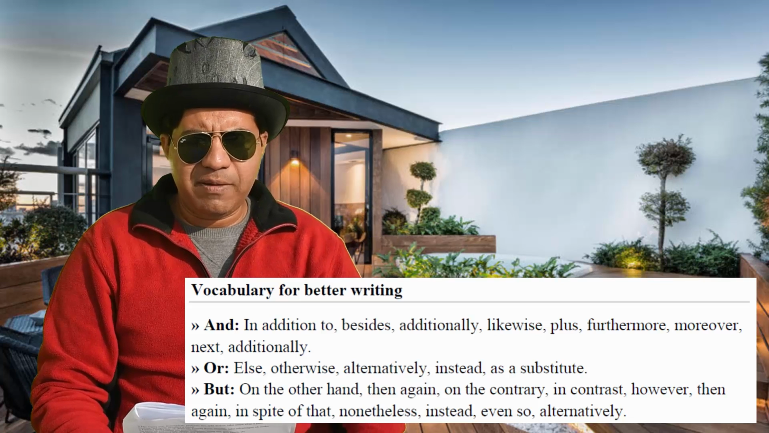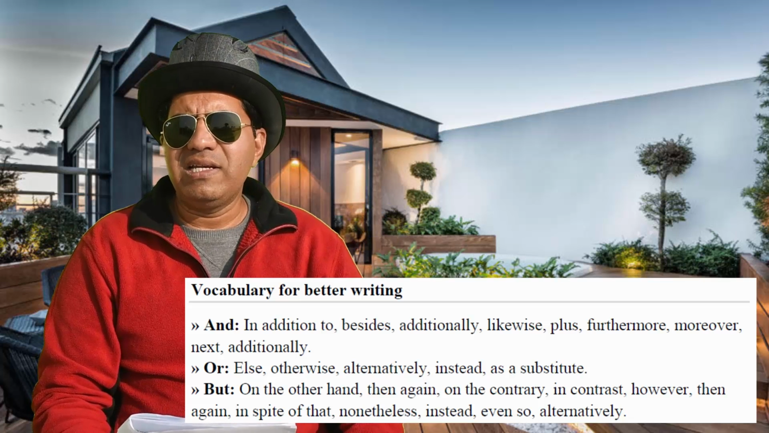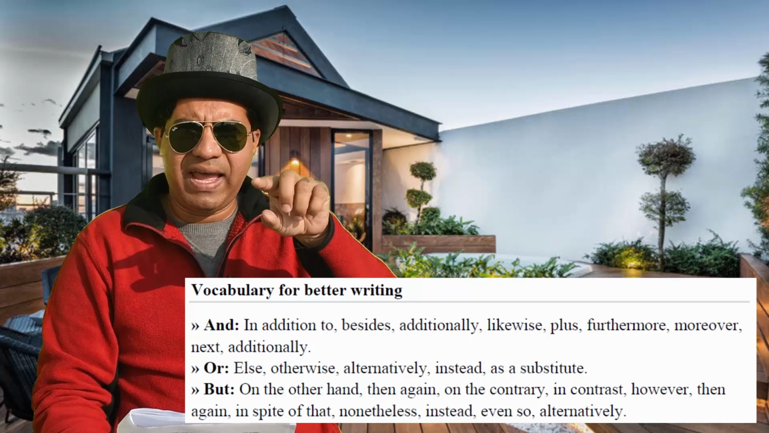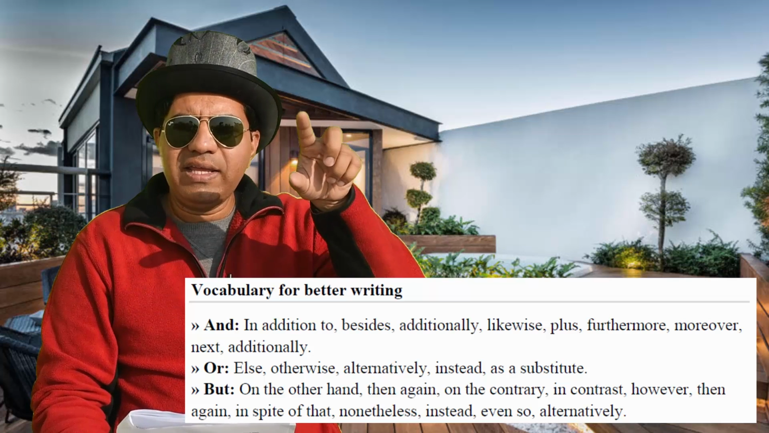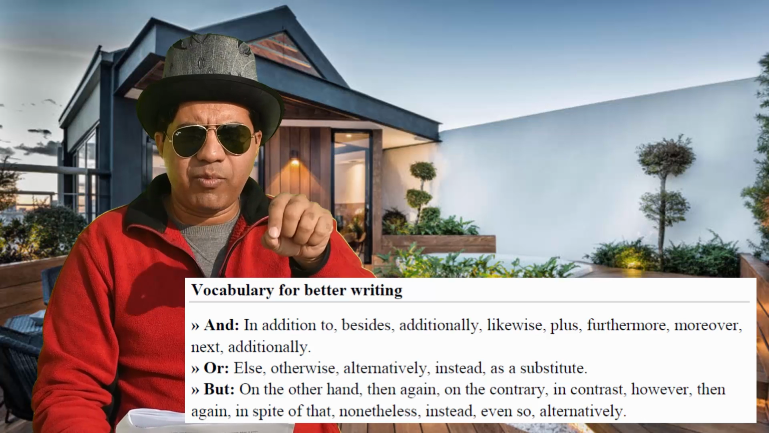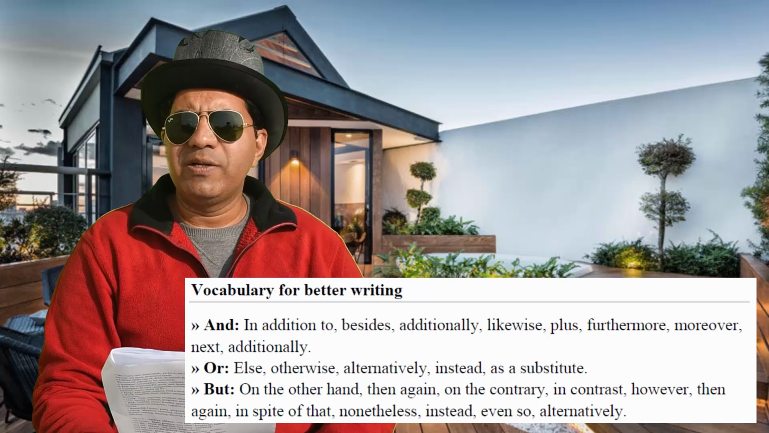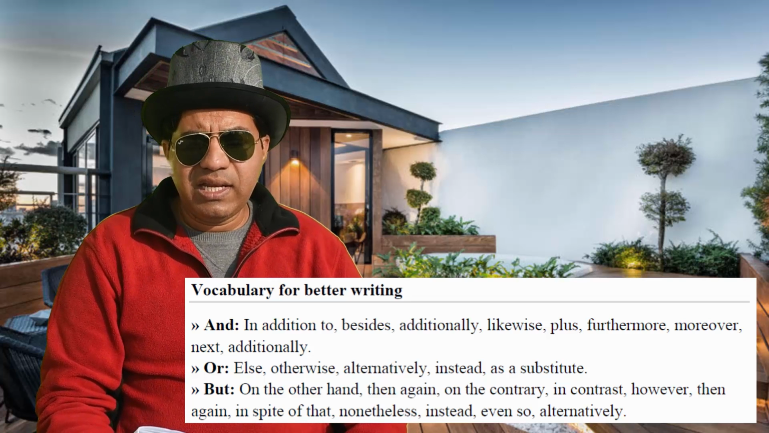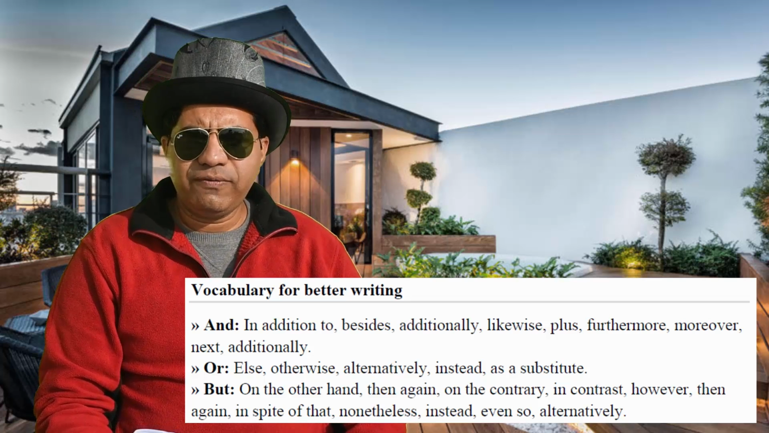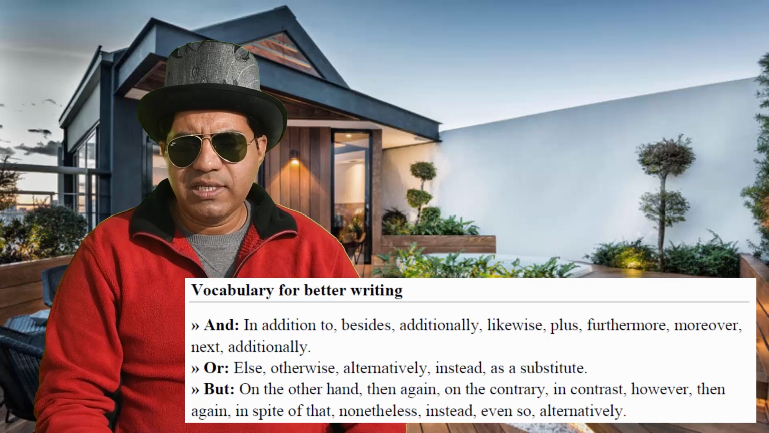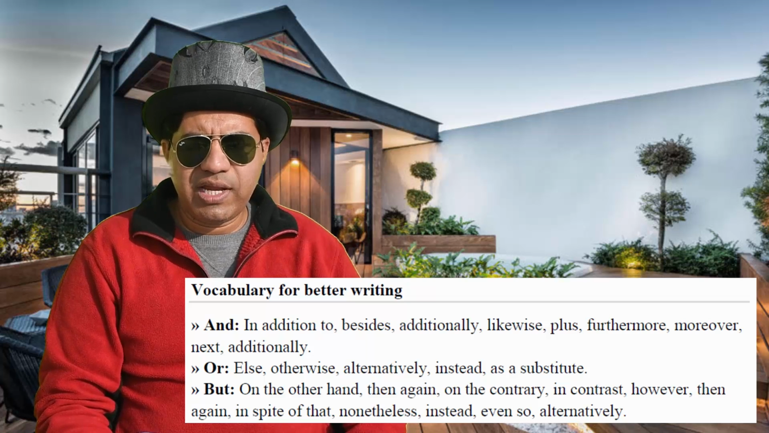Now finally, I'm going to give you the last few words which you must use, and this is the vocabulary for better writing. You know these words already, but still you should know. For and, I told you repetition is a virus and you should avoid that virus, and the antivirus of repetition is synonyms, and I'm going to teach you the synonyms. Instead of and, you can say in addition to, besides, additionally, likewise, plus, furthermore, moreover, next, additionally.